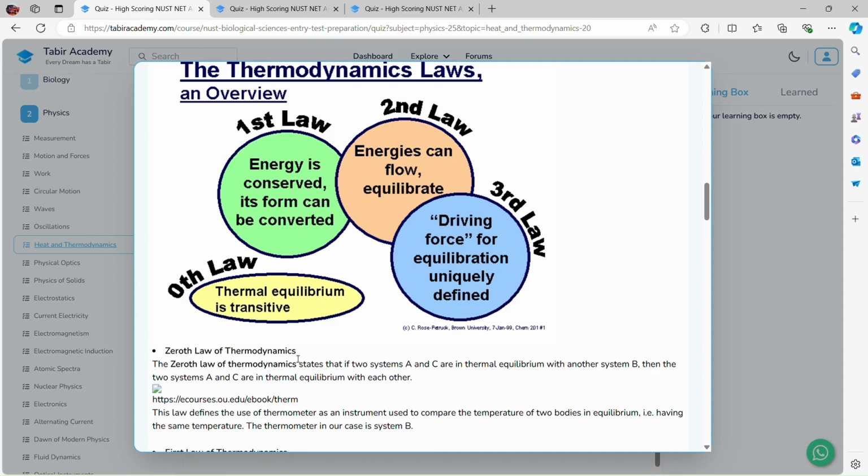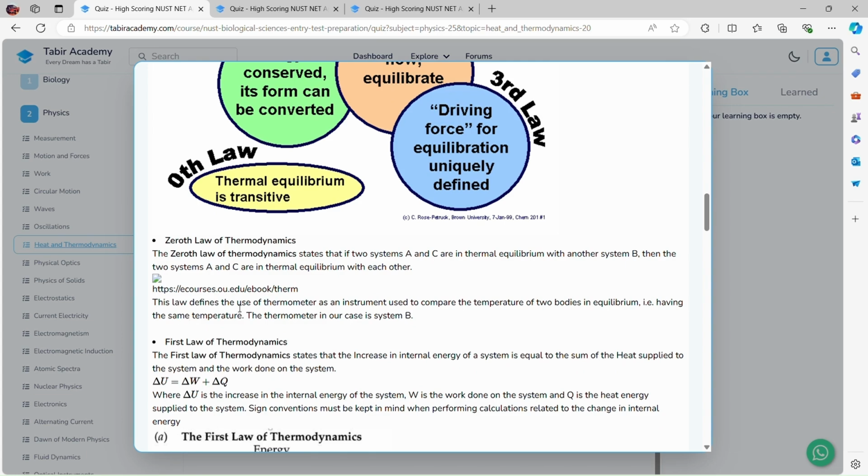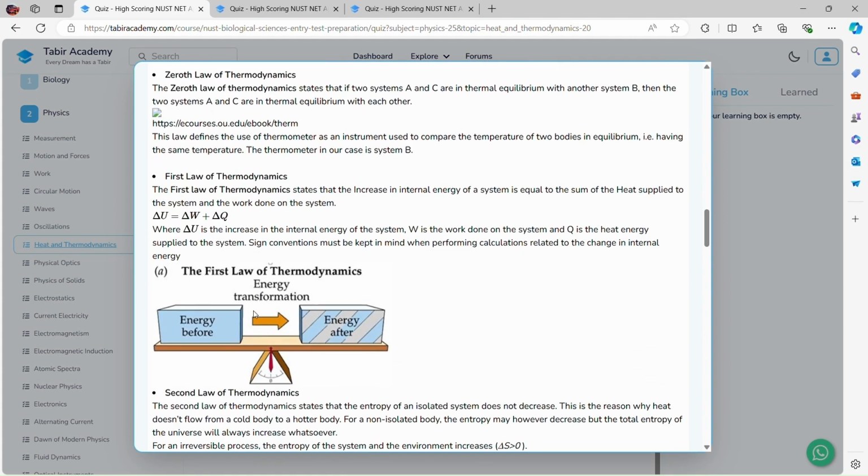Zeroth law of thermodynamics. The zeroth law of thermodynamics states that if two systems A and C are in thermal equilibrium with another system B, then the two systems A and C are in thermal equilibrium with each other. This law defines the use of a thermometer as an instrument used to compare the temperature of two bodies in equilibrium, that is, having the same temperature. The thermometer in our case is system B.